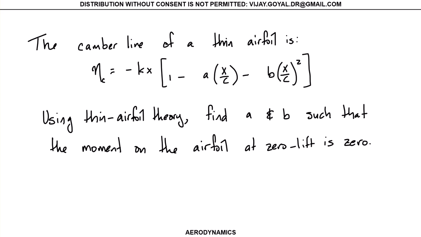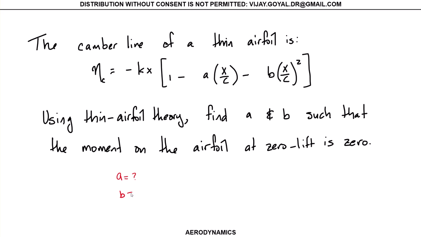So this is example number 3 for thin airfoil theory. In this example, it's more of a design example. Let's suppose I have a camber line that's given by the following equation. And what you're asked is, find the values of A and B. I want to find the values of A and B.